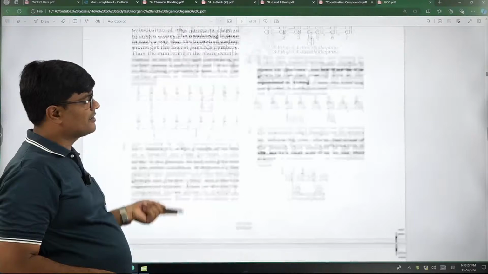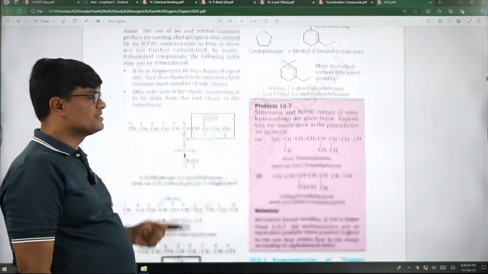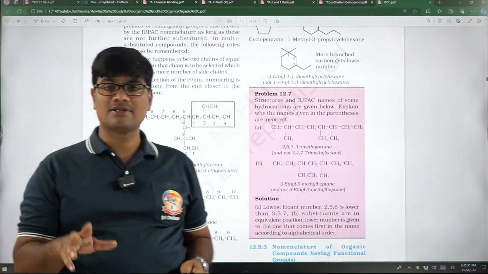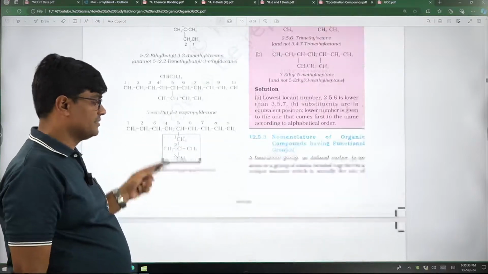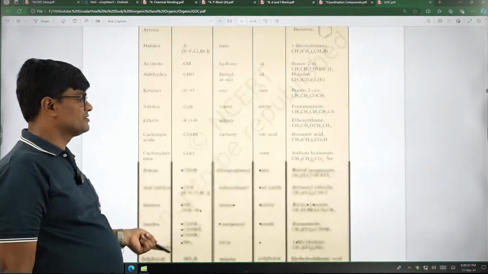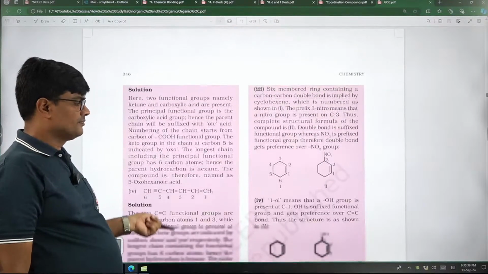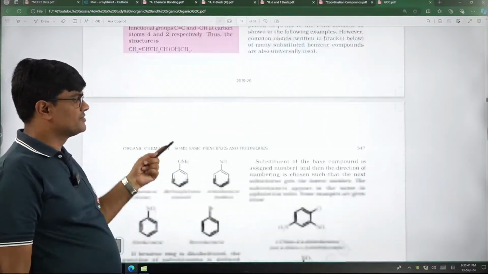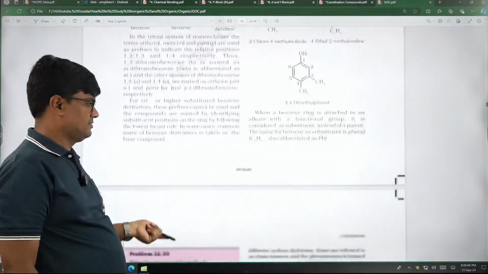Yes, you need to cover the examples in NCERT. All examples in NCERT you need to cover. This is my suggestion. But something more you need to learn from the class notes. This is about nomenclature. If you see benzene compounds, only a few they have given.